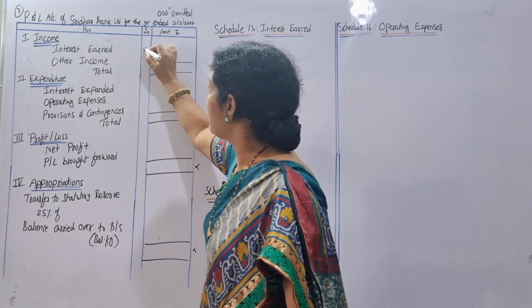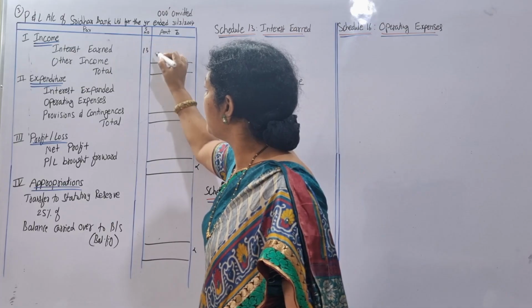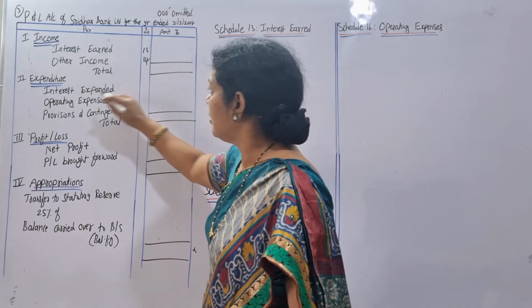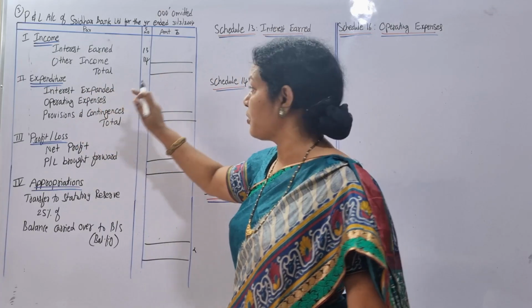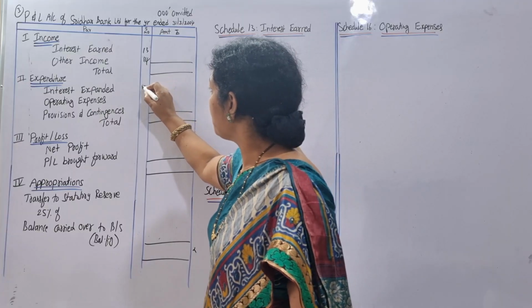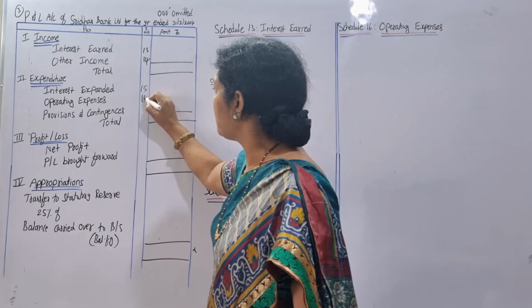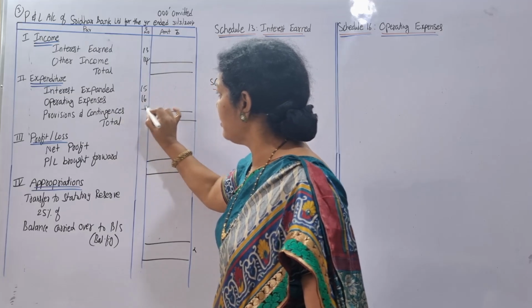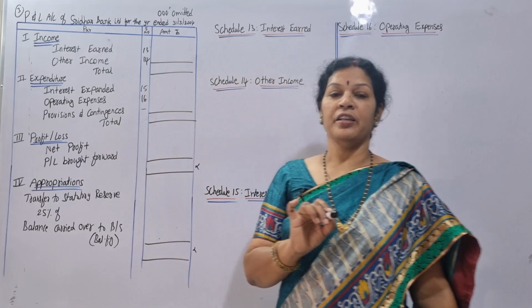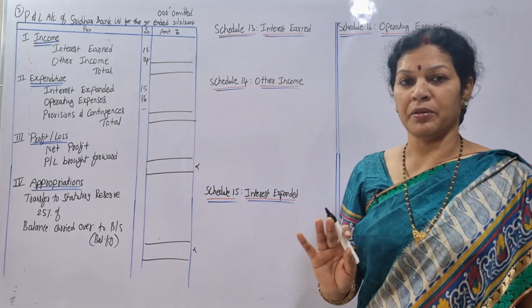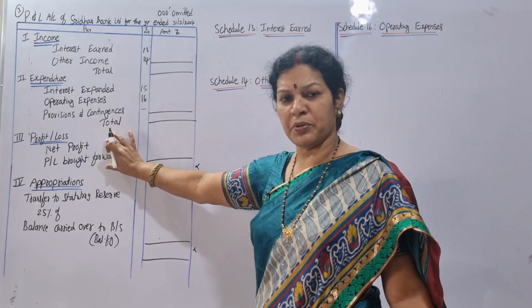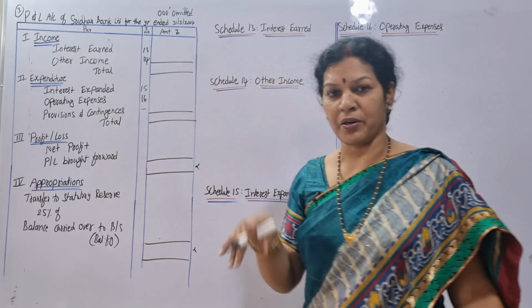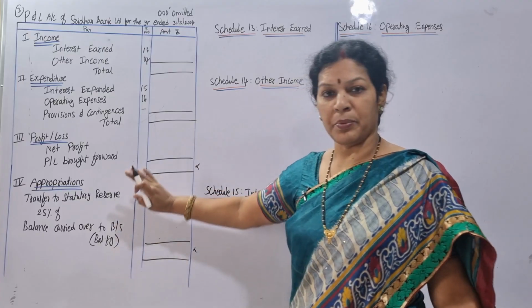So interest earned is schedule number 13, other income 14. And expenditure, we have three transactions. One is interest expended, operating expenses. Interest expended is schedule number 15, operating expenses schedule number 16. Provisions and contingencies doesn't come under any schedule. Okay. Next, profit and loss account, two profits we will write. One is net profit and the other is profit which is brought forward. We'll see the appropriations later.